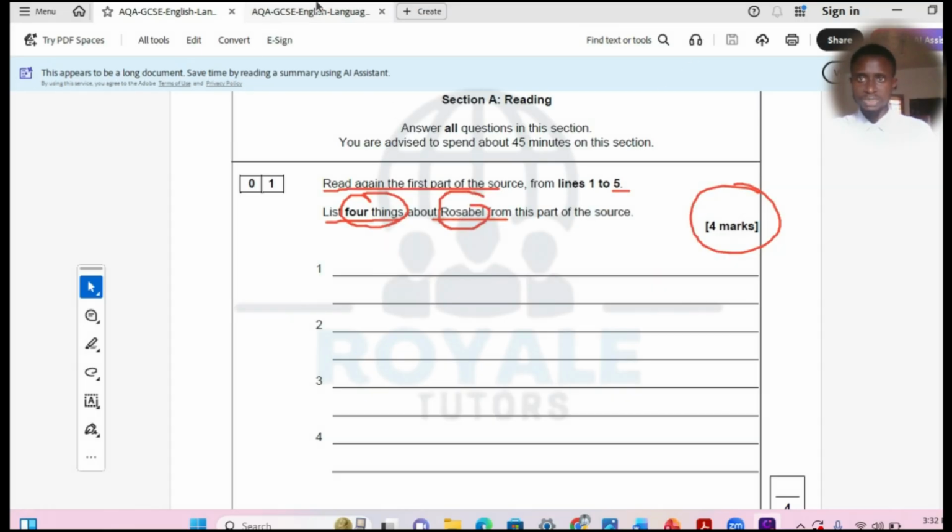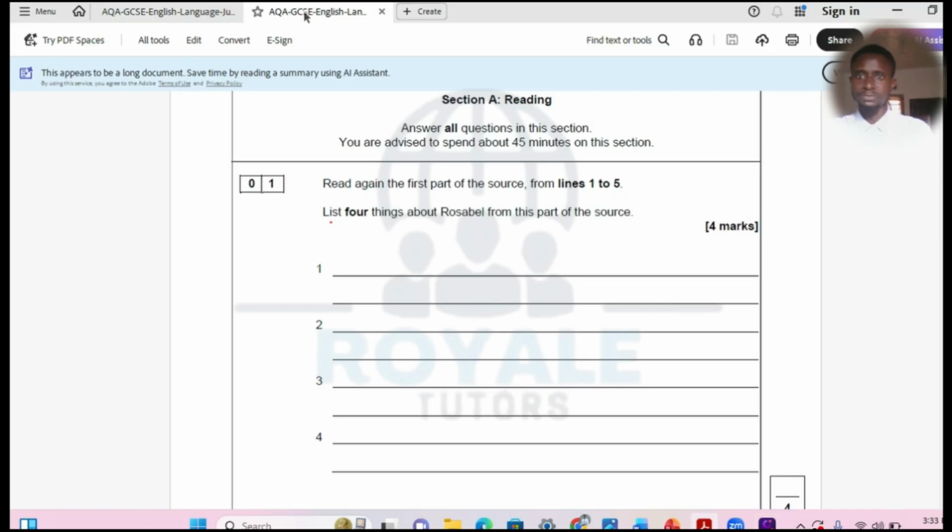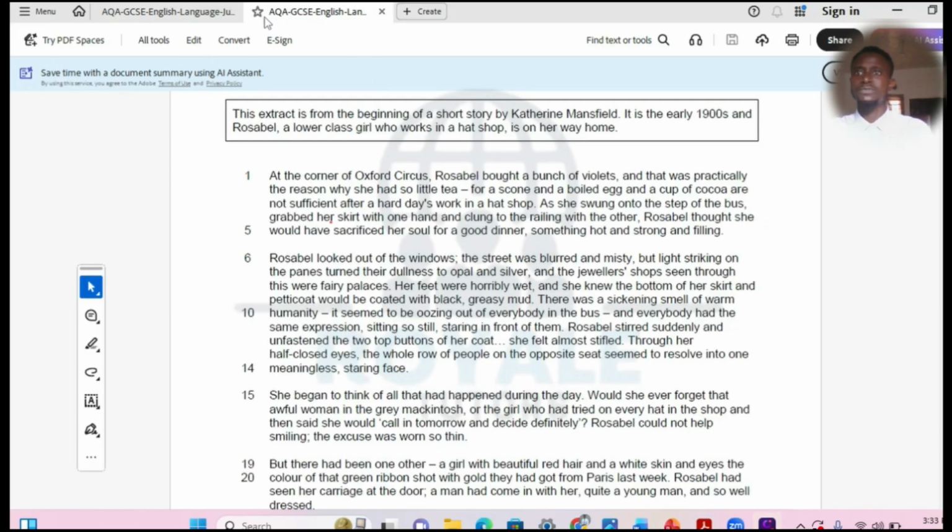Now we need to go to the text and see where lines 1 to 5 is. Most times it's usually the first paragraph, but let us see if we are on the same page. So we have a question here. This is the insert, and we have the question, lines 1 to 5. This is lines 1 to 5 here: 1, 2, 3, 4, 5. So that's why we have 1 here, and then we have 5 here. All right, that's good. So this is it right here.